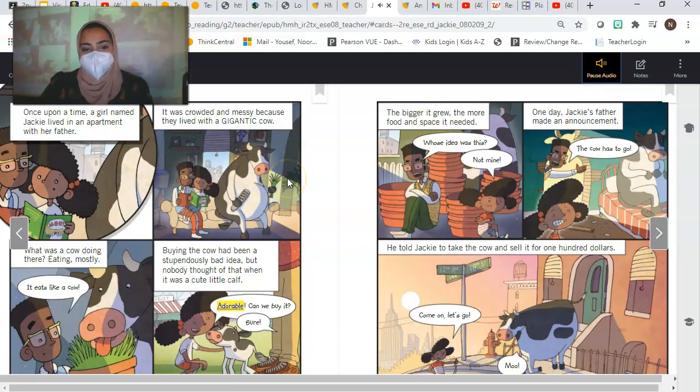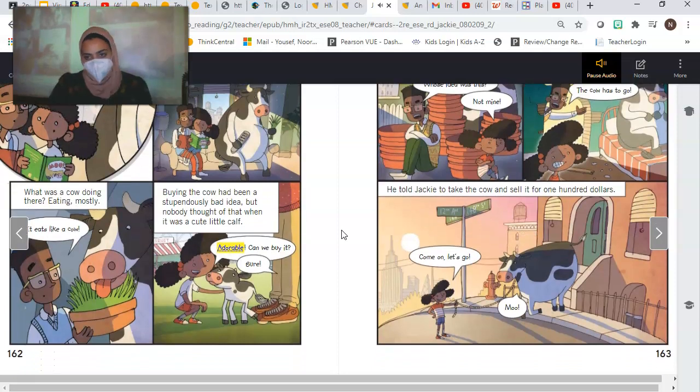The more food and space it needed. Whose idea was this? Not mine. One day, Jackie's father made an announcement. The cow has to go. He told Jackie to take the cow and sell it for $100. Come on, let's go.